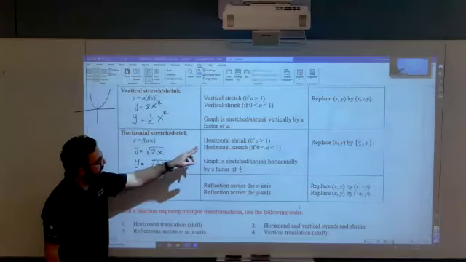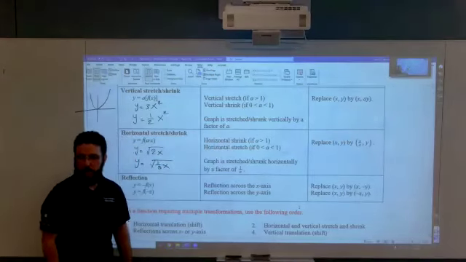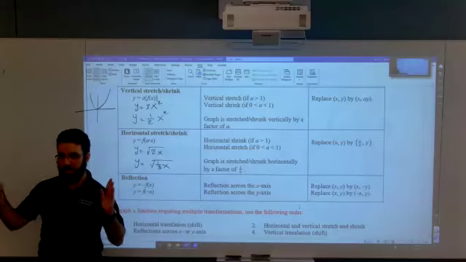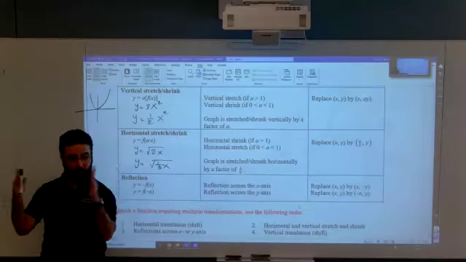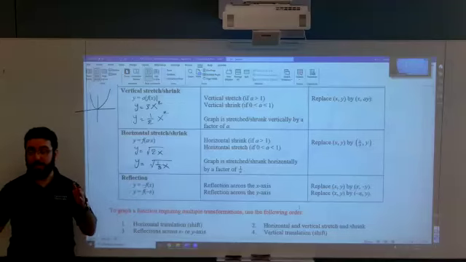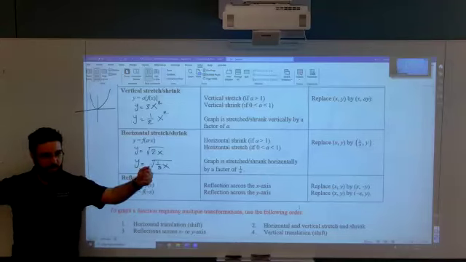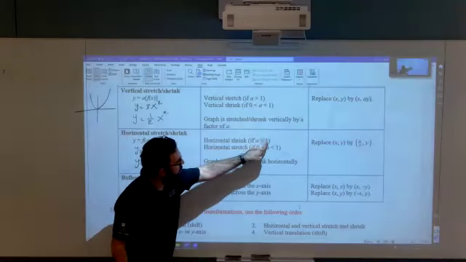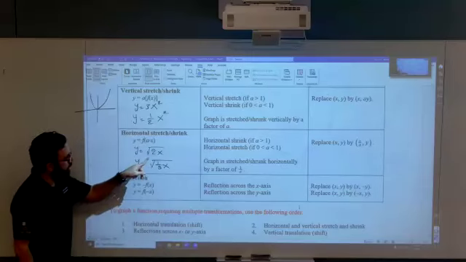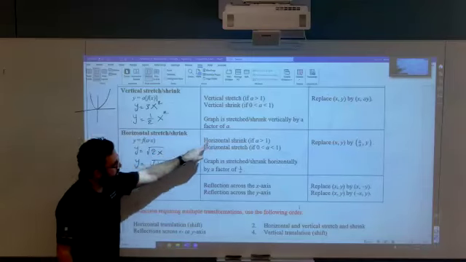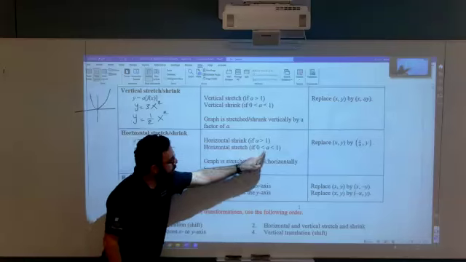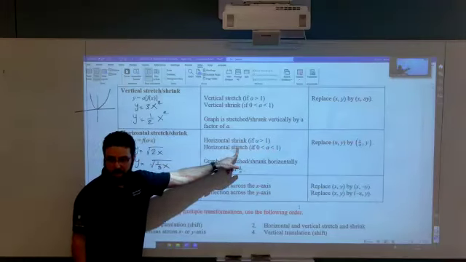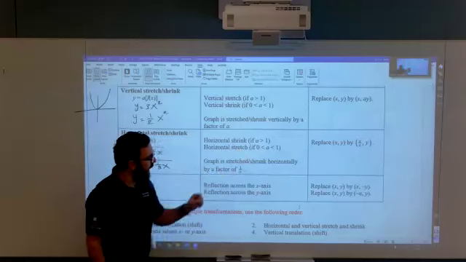Now let's check here. Horizontal shrink. How does it look? Horizontal shrink, you're going to press on the function from both sides. Horizontal stretch, you're going to stretch it from both sides. Is that okay? But how does it look? If a is greater than 1, what are you going to do? Horizontal shrink. If a is between 0 and 1, it's going to be a horizontal stretch. Is that okay?